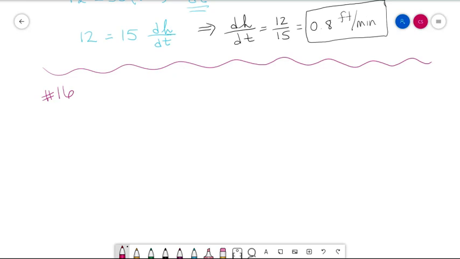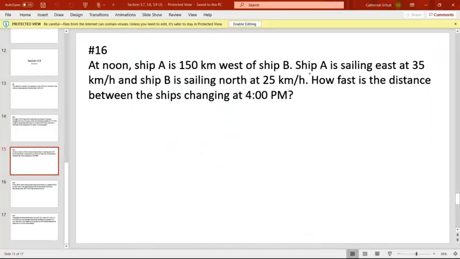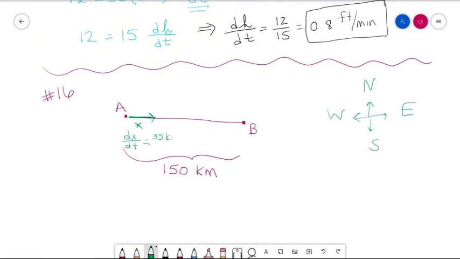We have that ship A is a certain distance from ship B at the start of this scenario, 150 kilometers away. Then ship A starts to travel. Because they're traveling east, they're traveling horizontally, so I'm going to call that distance x. Their speed east will be the change of x with respect to t. It's sailing east at 35 kilometers per hour, so dx/dt is 35 kilometers per hour.